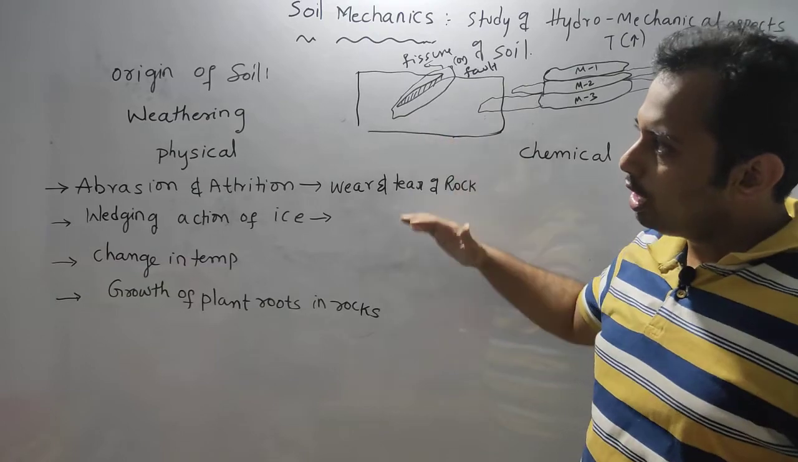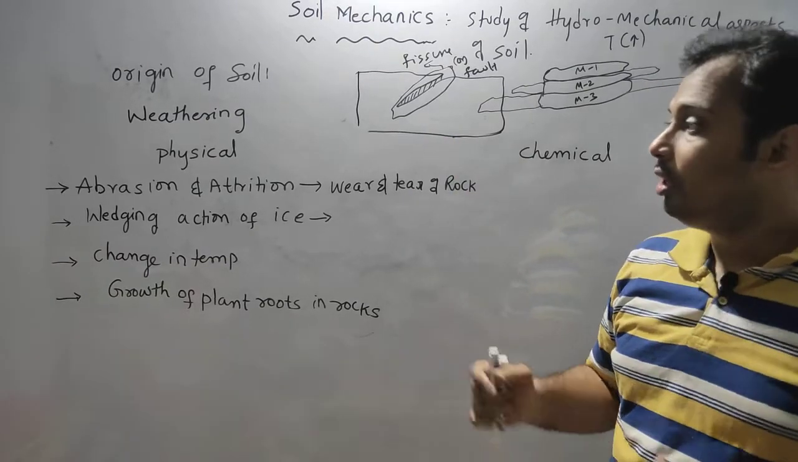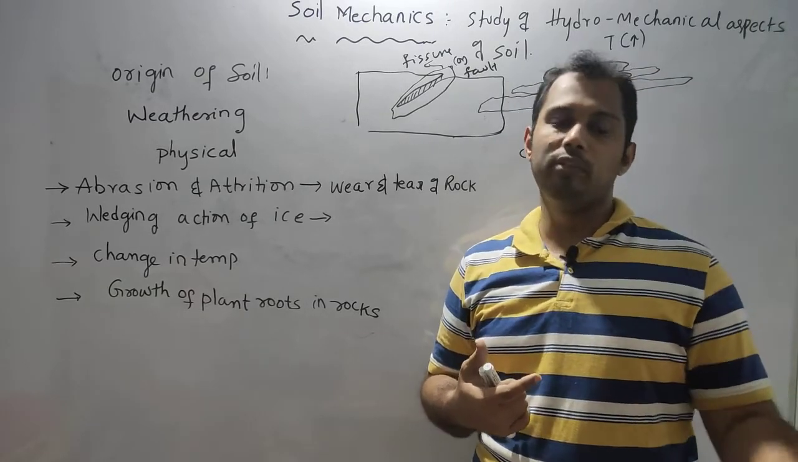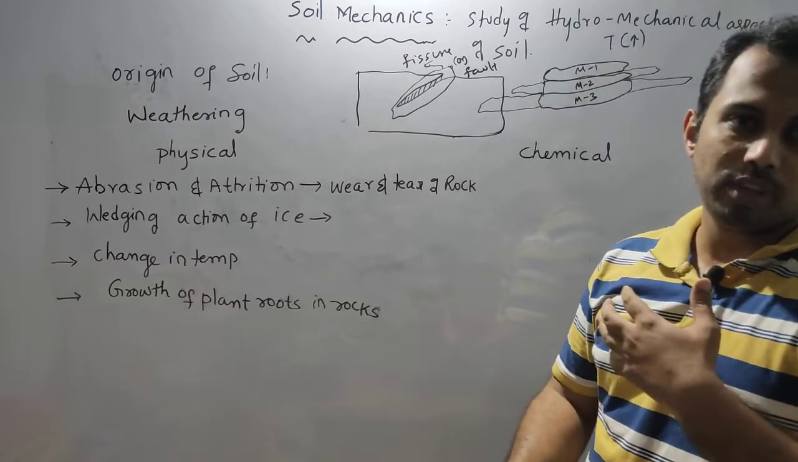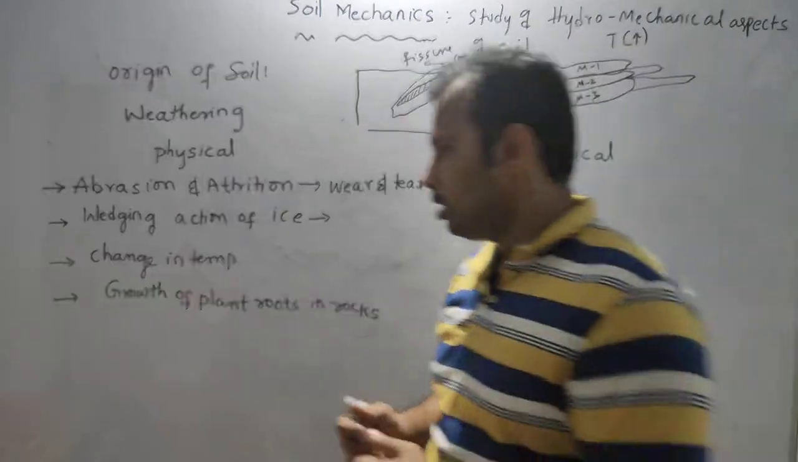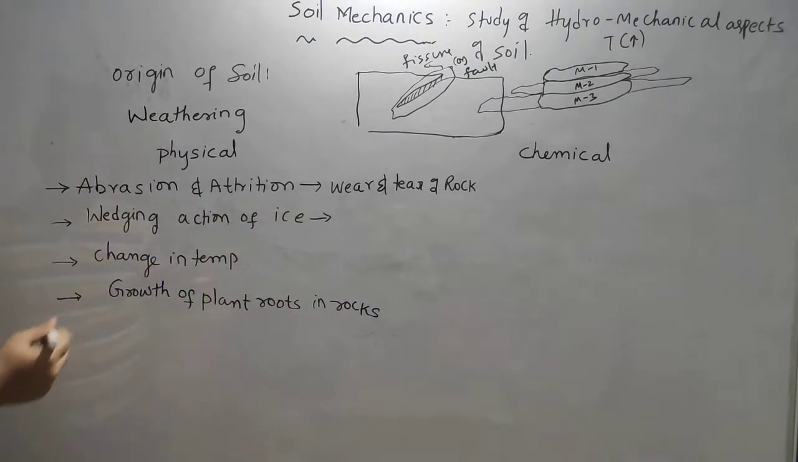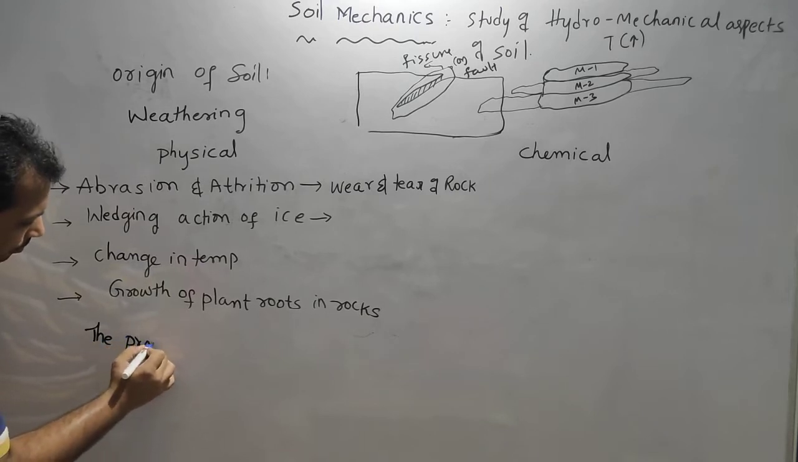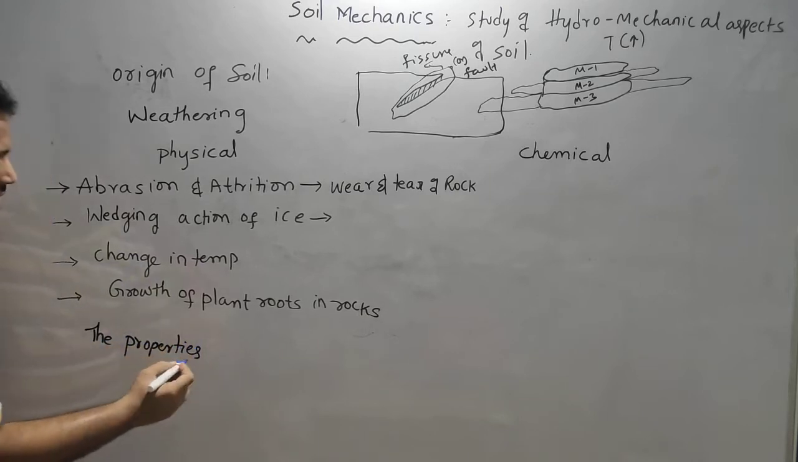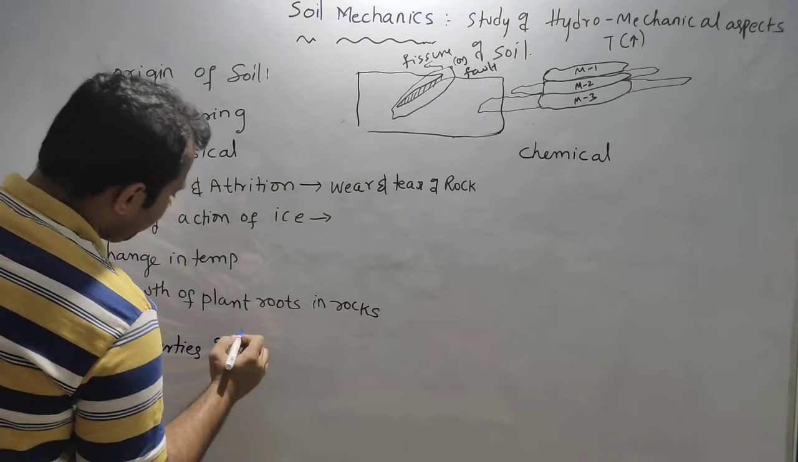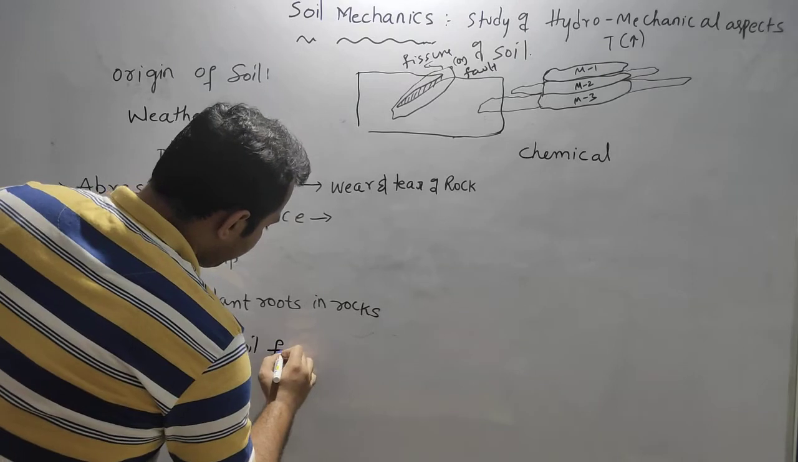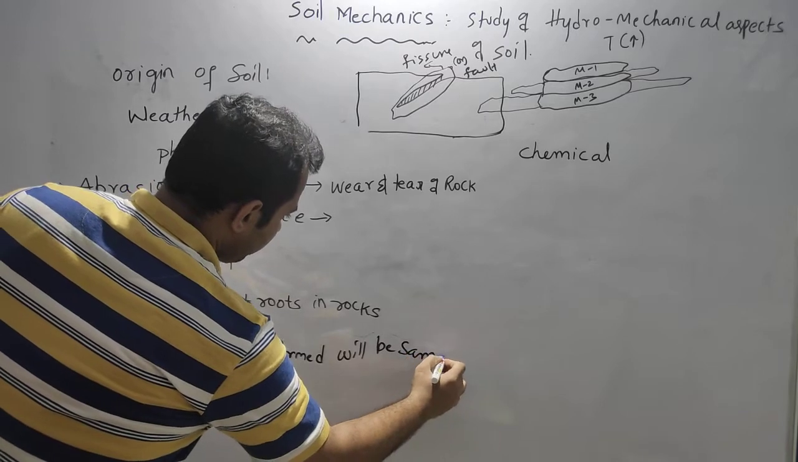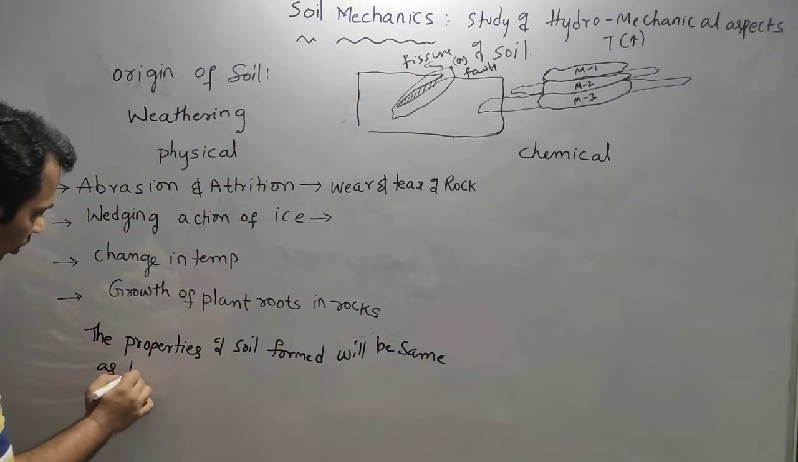So these are the physical factors. That means there is no change in the chemical composition of the rock. Whatever the properties of the parent rock, they will be the same in the new soil that is formed. So physical weathering means the properties of the soil formed will be the same as that of the parent rock.